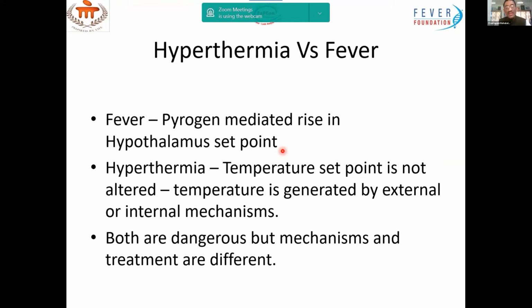Ultimately, both are dangerous. Whether it is pyrogen-induced set point changes, or whether it's because of external or internal temperature generation, ultimately the high temperature is deleterious, and whatever be the mechanism, it is dangerous. But understanding the mechanism is important because treatment is different.